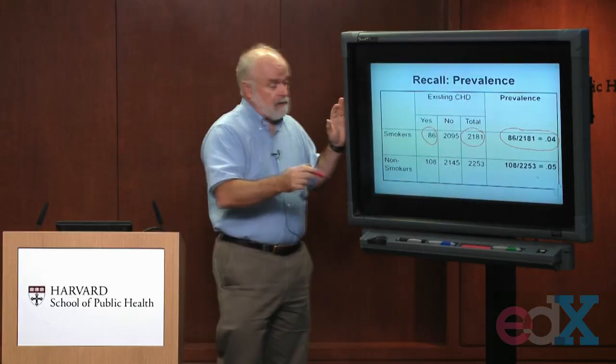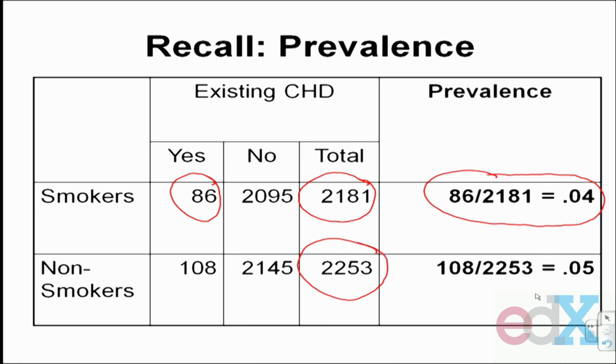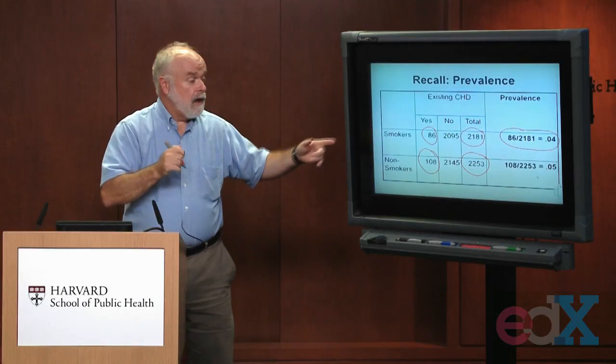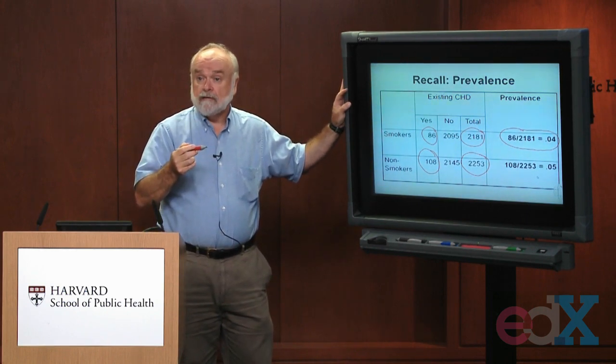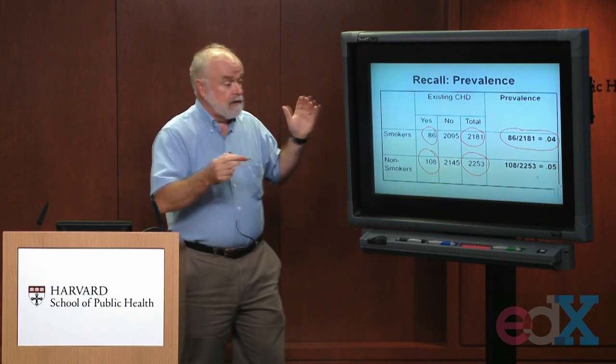Well, we could compare that to the non-smokers at that same examination. There were 2,253 non-smokers. Among them, 108 of them declared themselves as having pre-existing coronary heart disease. They developed coronary heart disease before that 1956 exam. We don't know whether they developed it the day before the exam, or 5 years before the exam, or 10 years before the exam. All we know is that when they were examined at the 1956 exam, 108 of those people said yes, they had been previously diagnosed with coronary heart disease. So what's the prevalence of heart disease among the non-smokers?